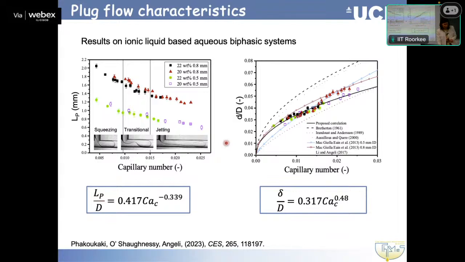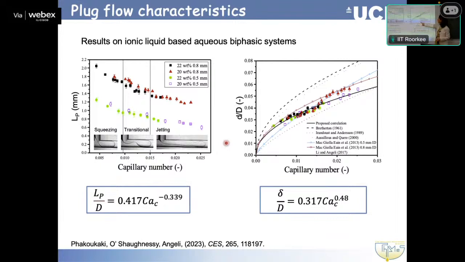Okay, just to show you some results now very quickly. This is again from the aqueous biphasic systems. We tried to measure film thickness. This is delta, the dimensionless film thickness, against the capillary number. And again, as I said, there are a lot of correlations. The Bretherton one didn't do very well. We found better agreement with a correlation we also proposed based on our data.